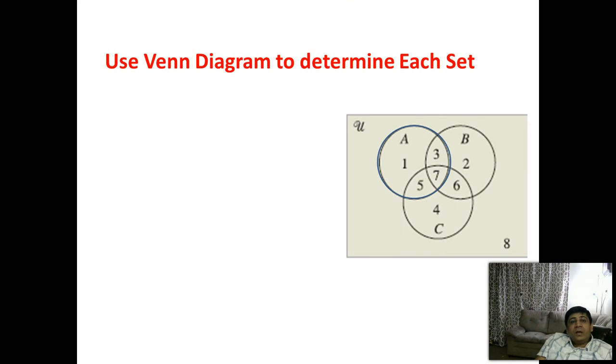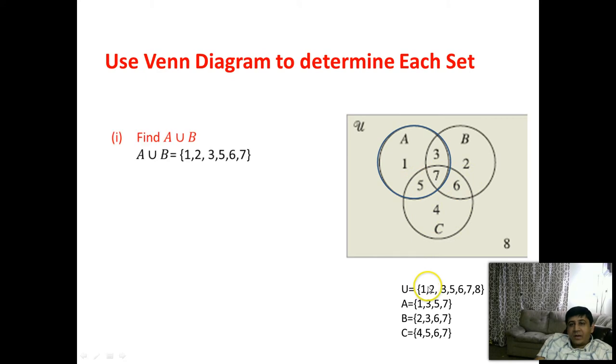Now let's look at one more. A Venn diagram will be given to you, and we have to use the Venn diagram to write each set explicitly. So we can write it down here. Our A will be all elements in a circle, which is 1, 3, 5, 7. B will be 2, 3, 6, 7. C will be 5, 7, 6, and 4. And the universal set will be combining all these and bigger than that.